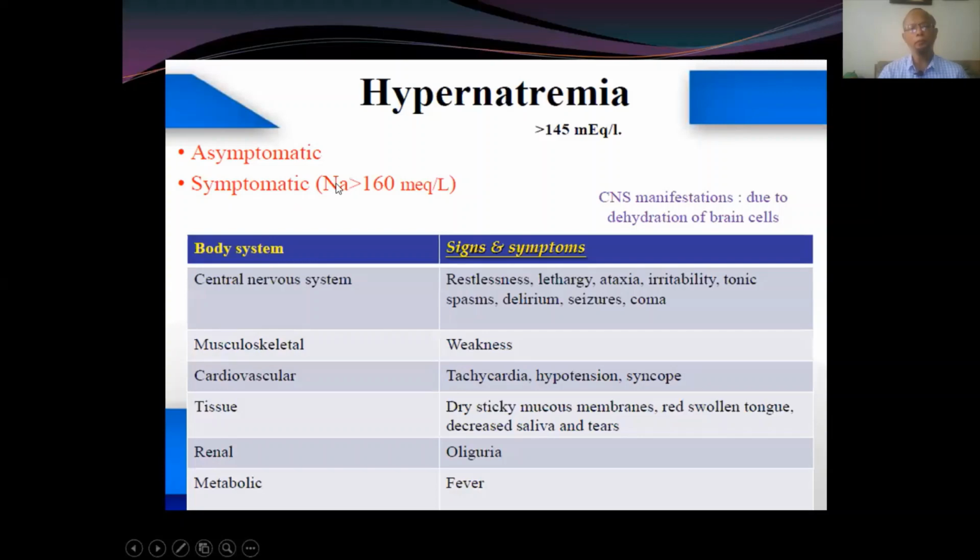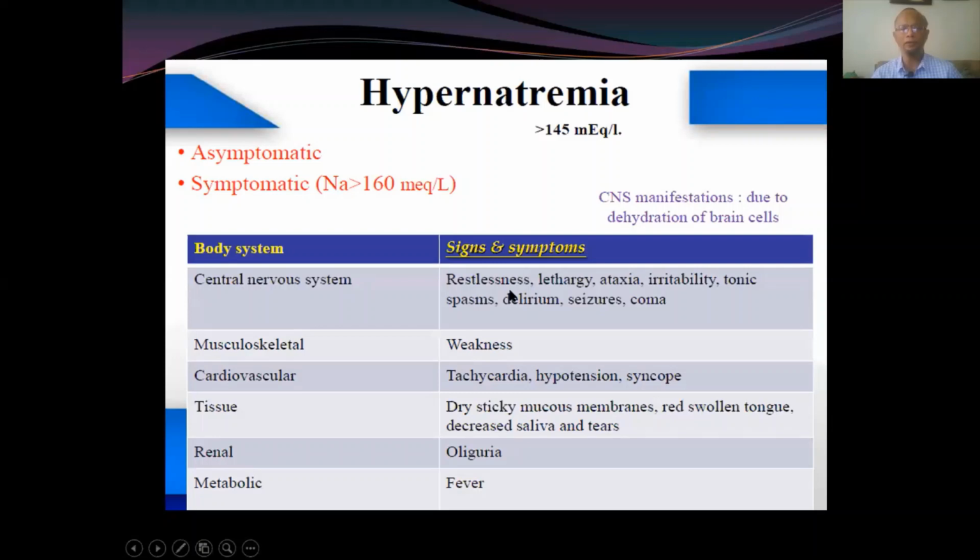Now, a patient is symptomatic when the sodium concentration is more than 160 milliequivalent per liter; in between, the patient is usually asymptomatic. The main symptoms are CNS manifestations due to dehydration of brain cells. As we have already mentioned, more water will come out from the cell into the extracellular space, and the cell surface will shrink. So what features can occur?